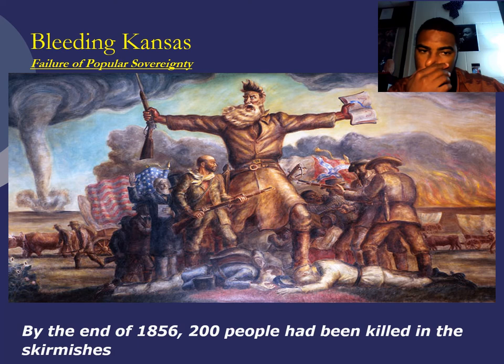Bleeding Kansas, the failure of popular sovereignty. As you can see in this illustration, this is the fight over whether slavery should exist in certain states or whether it shouldn't. It was a heck of a battle. By the end of 1856, 200 people had been killed in the skirmishes.